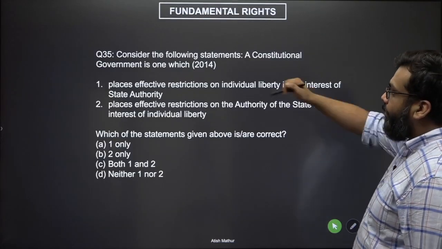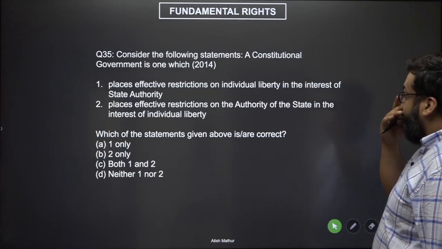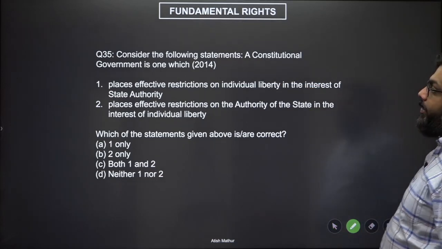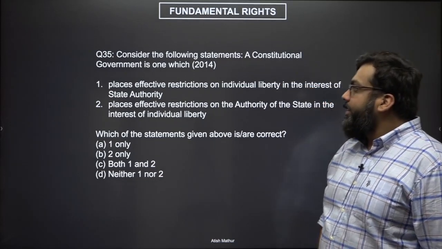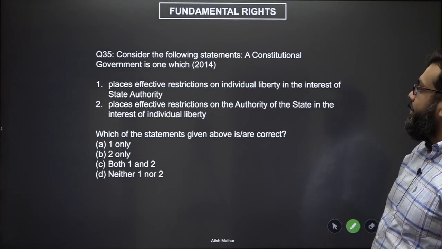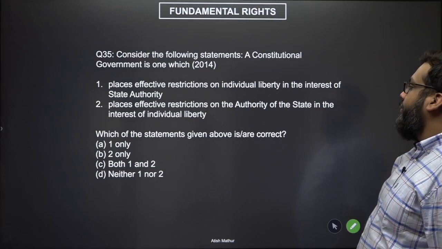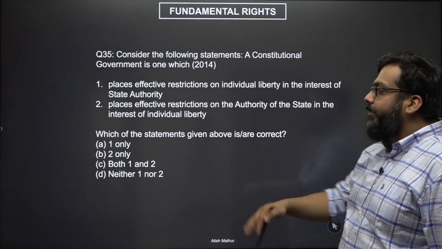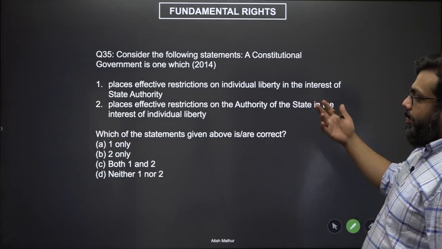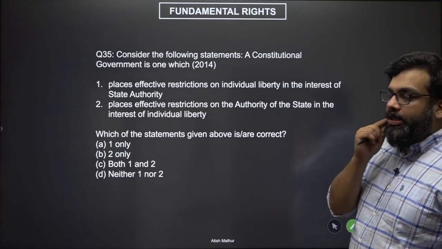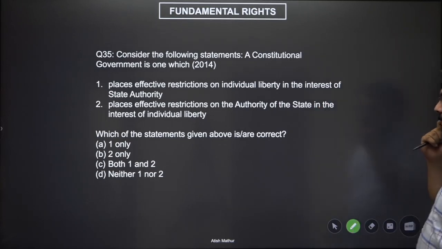Now, consider the following statements. A constitutional government is one: 1. Places effective restrictions on individual liberty in the interest of state authority. 2. Places effective restrictions on authority of the state in the interest of individual liberty. Both are contradictory, which means both cannot be correct at any given point of time.